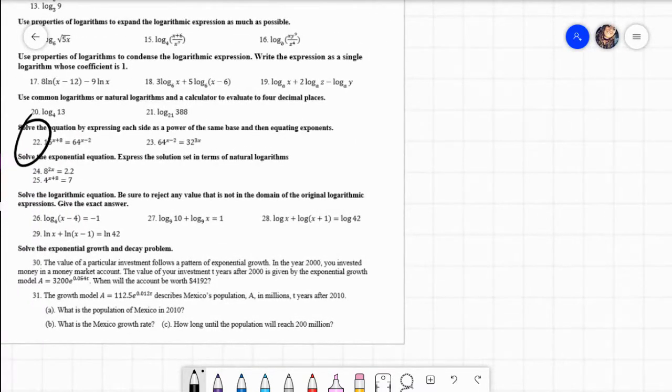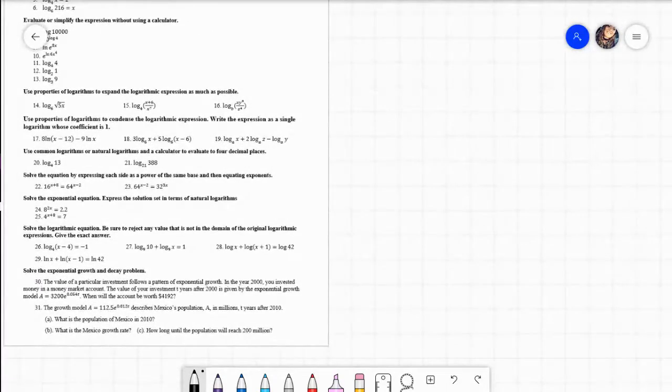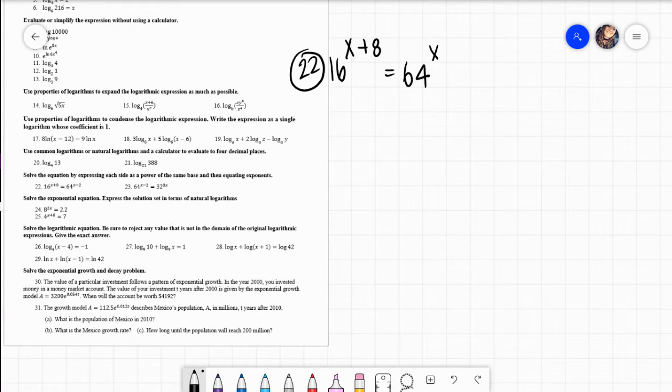Okay, so we're right here on problem 22. Let's go ahead and solve problem 22. The directions say solve the equation by expressing each side as a power of the same base and then equating exponents. So what we have is 16 to the x plus 8 power equals 64 to the x minus 2 power. I noticed that my bases here are 16 and 64, but I actually need to express this with the same bases so that I can equate the exponents.